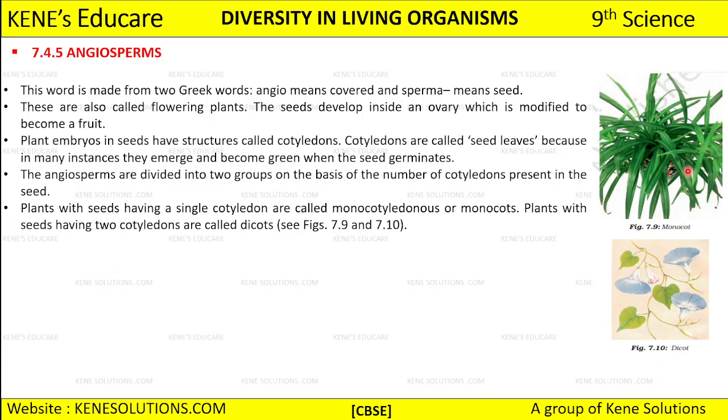If the plant seed has one cotyledon, then we call that plant a monocotyledonous plant, or monocots. And if the plant seed has two cotyledons, then we call them dicots or dicotyledonous plants. Okay, the example has been shown beside. This is an example of a monocot and this is an example of a dicot.